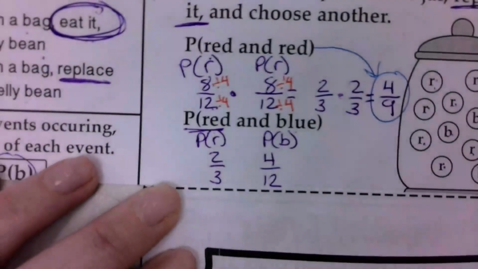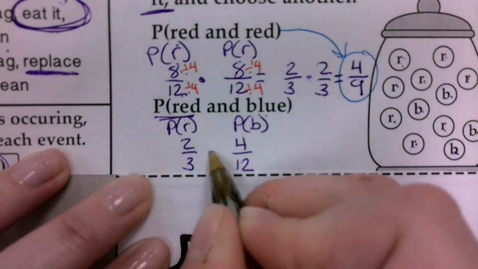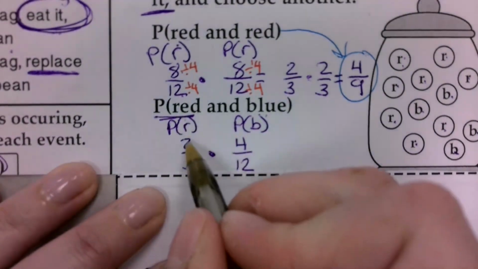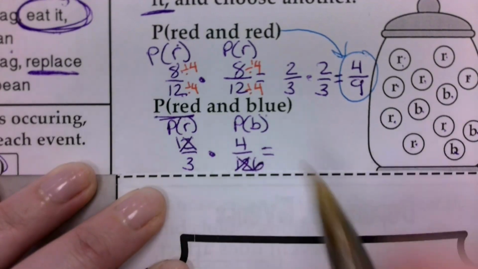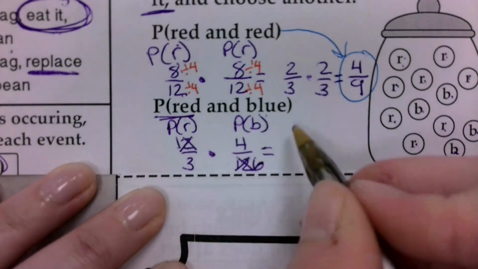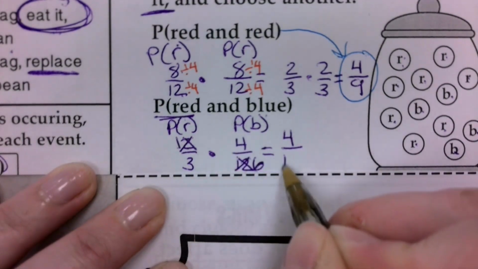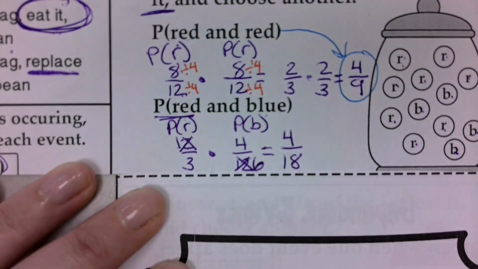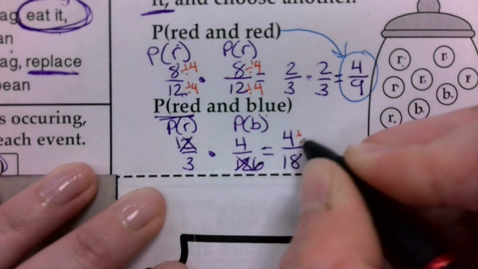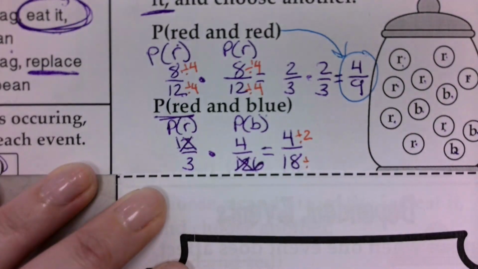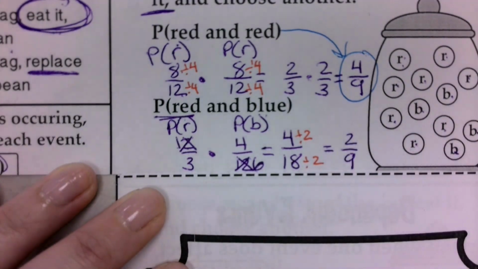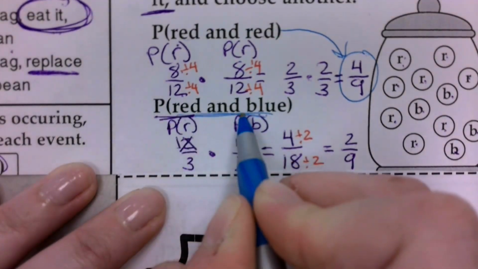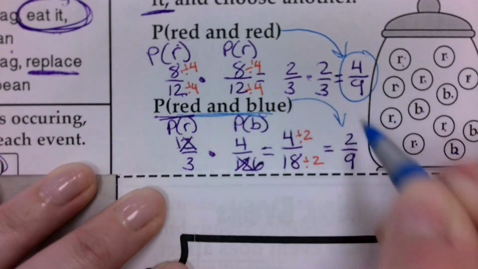I'm going to show you another method just to remind you of a 6th grade skill. When we multiply, we can cross simplify. 2 goes into itself 1 time and into 12 6 times. Now that's easier multiplication. 1 times 4 is 4. 3 times 6 is 18. Can we simplify further? Sure can. We can divide top and bottom by 2. This will give us a final answer of 2/9. So the probability of picking a red, putting it back, then selecting a blue would be 2/9.